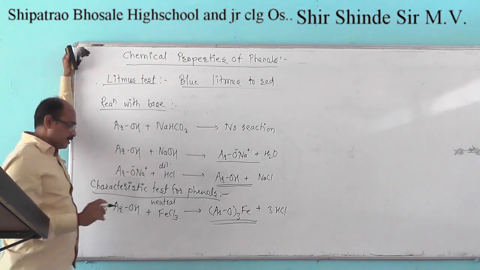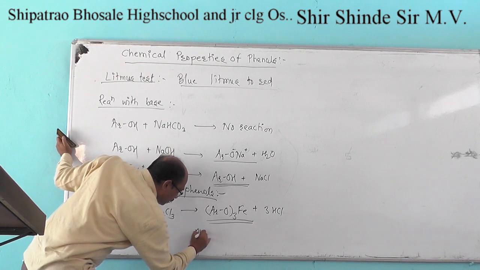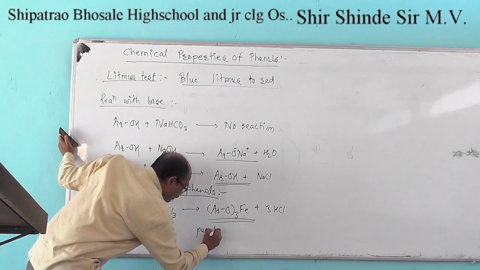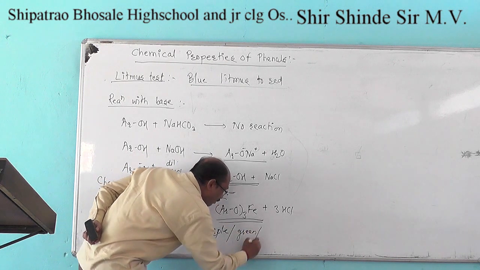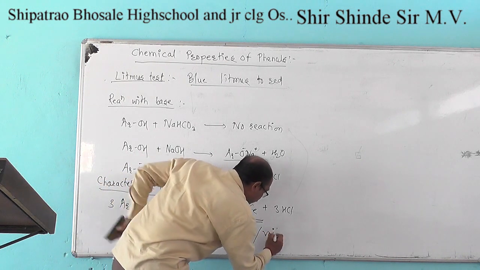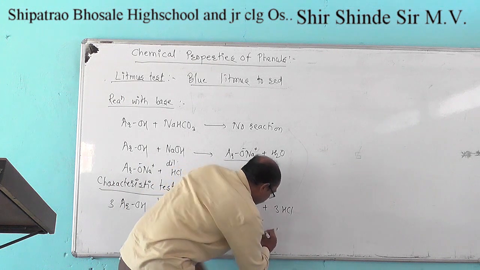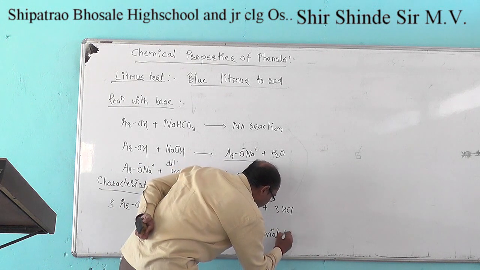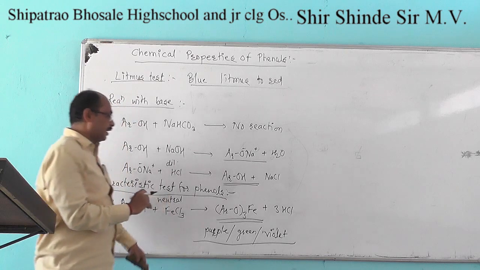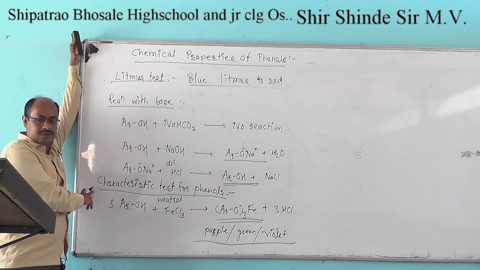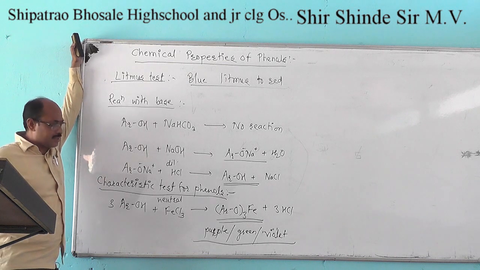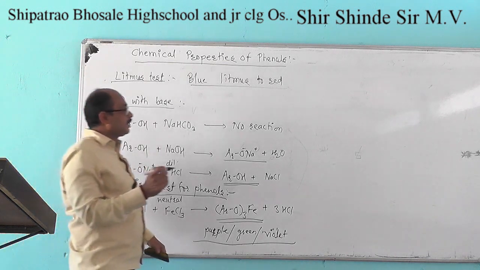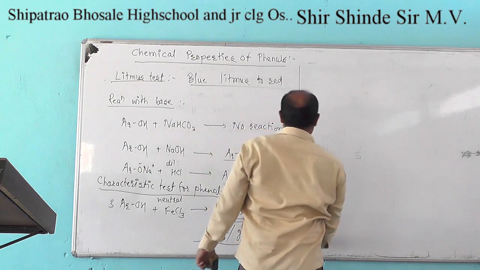Ferric phenoxide is either the purple color or green color or violet color. The coloration is deep for the phenols. We are having the formation of this type of coloration. Now we will observe the acidic character of phenols.